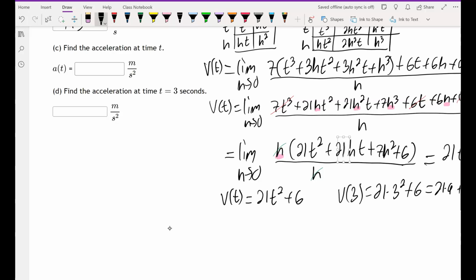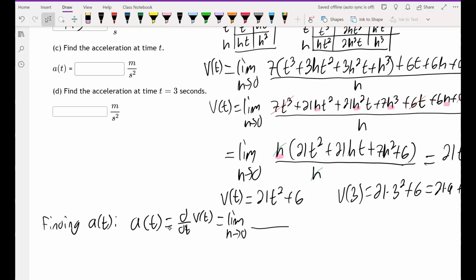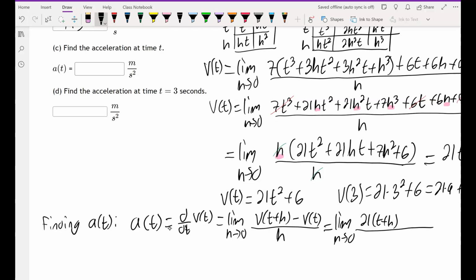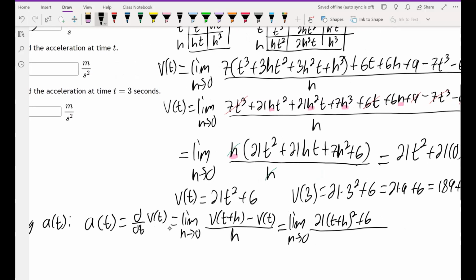Okay, so let's try to find now the acceleration. So finding a of t. To do that, we know that a of t is the derivative with respect to t of the velocity, which is the limit as h approaches 0 of the velocity at t plus h minus the velocity at t all over h, which is the limit as h approaches 0 of 21 times (t plus h) squared plus 6 minus the velocity, which is 21t squared plus 6. Okay, so we just plug them into the equation.